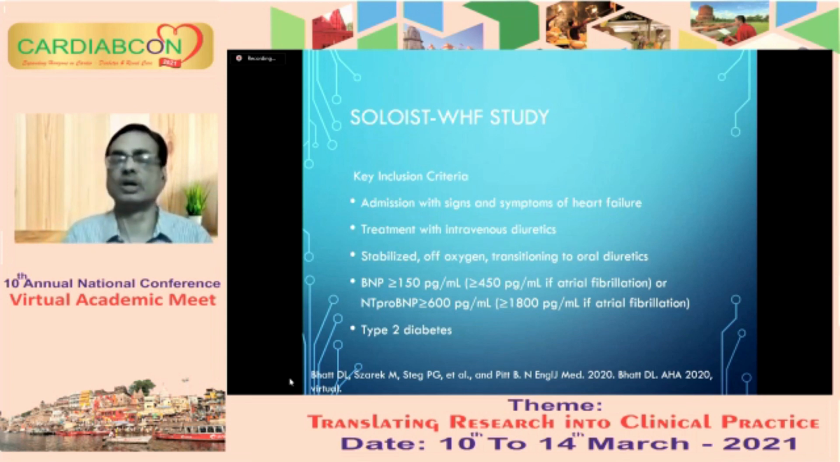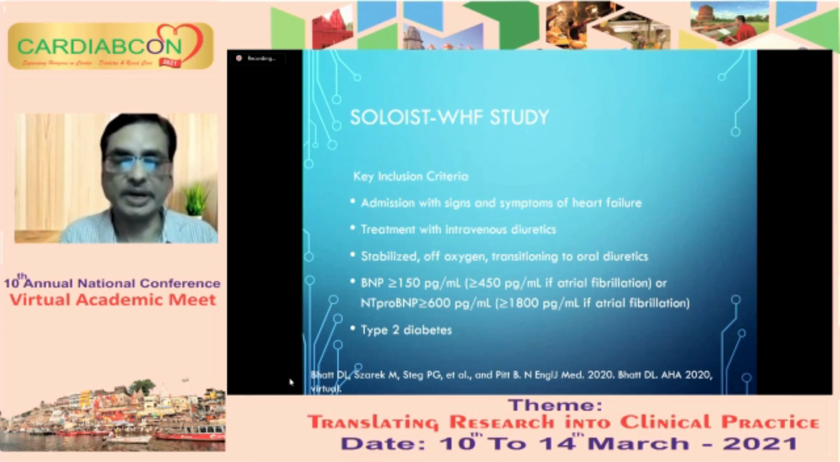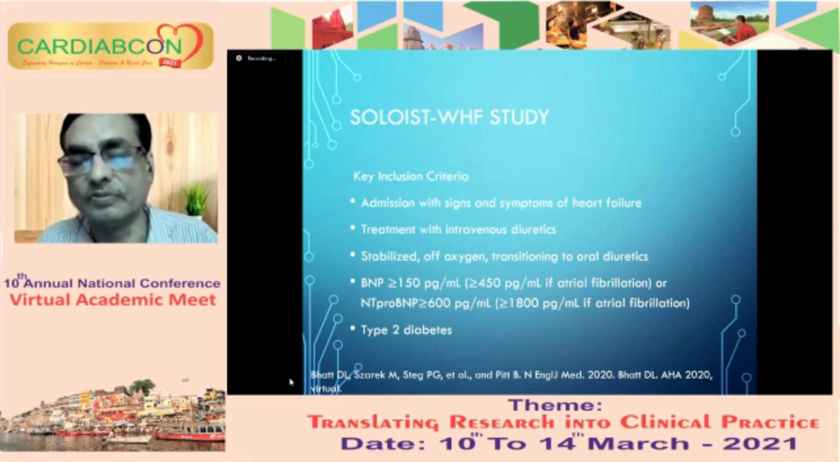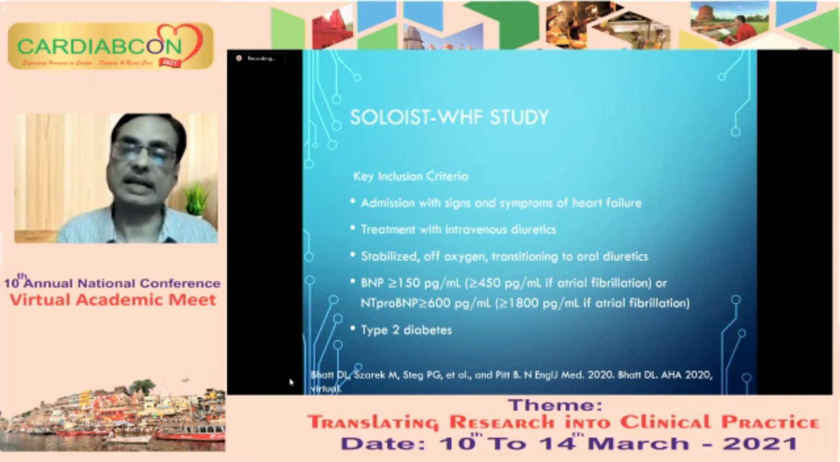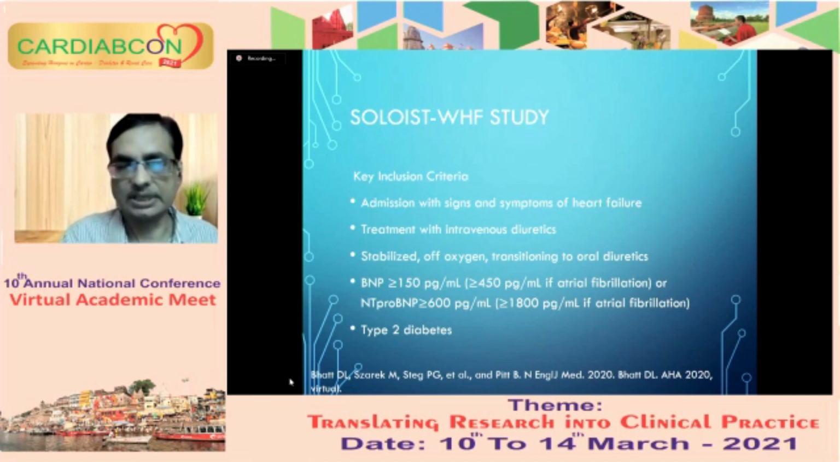But even with whatever we could make out from these two studies, SOLOIST and SCORED, which were unveiled at the AHA 2020 virtual meet and simultaneously published in the New England Journal, they clearly gave us an insight into what is in store. In the SOLOIST-WHF study, the inclusion criteria was admission with signs and symptoms of heart failure, treatment with intravenous diuretics, stabilized off oxygen, transition to oral diuretics, and BNP and NT-proBNP levels of 150 and 600 respectively, and obviously the patients had type 2 diabetes.